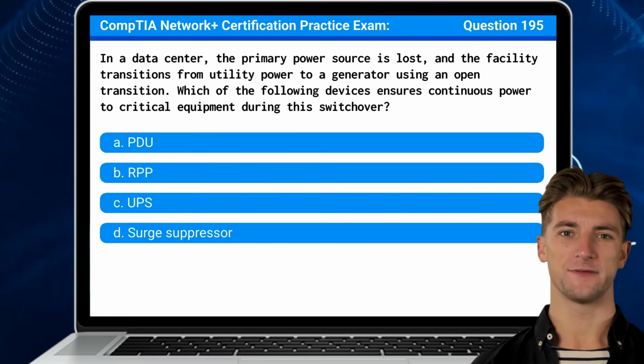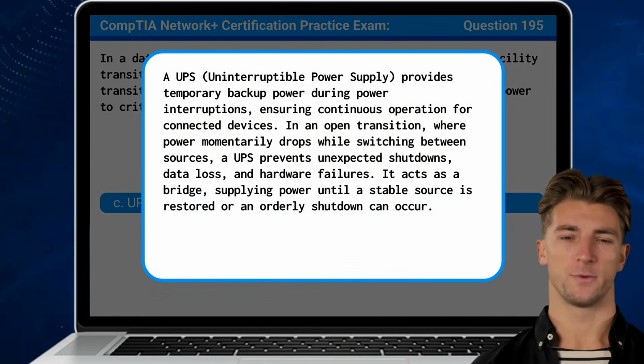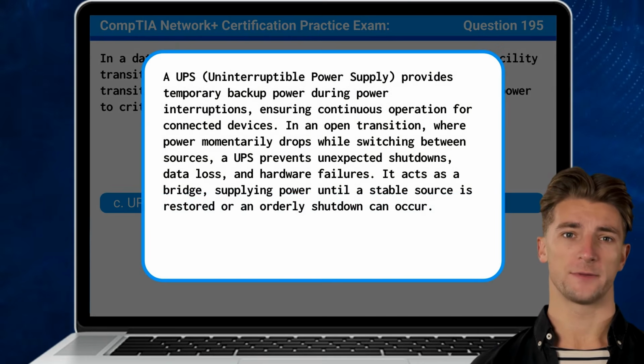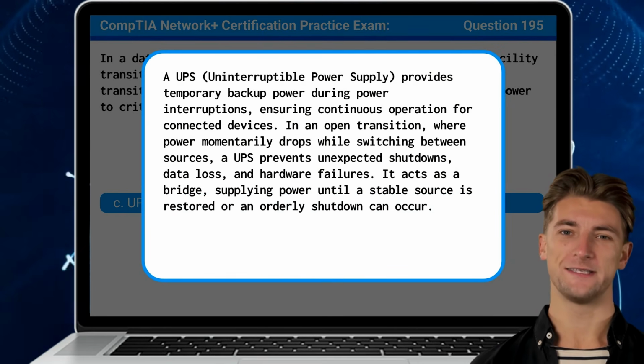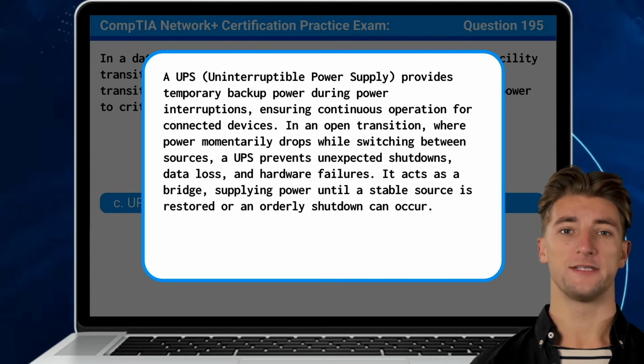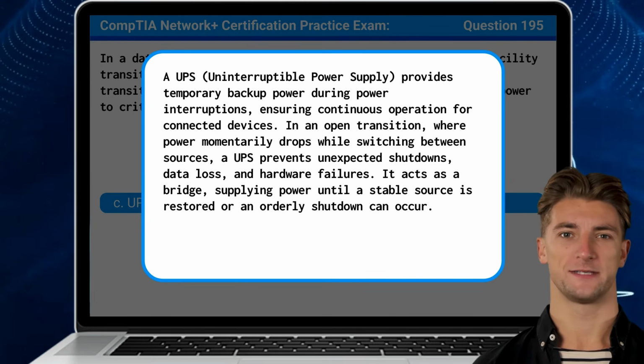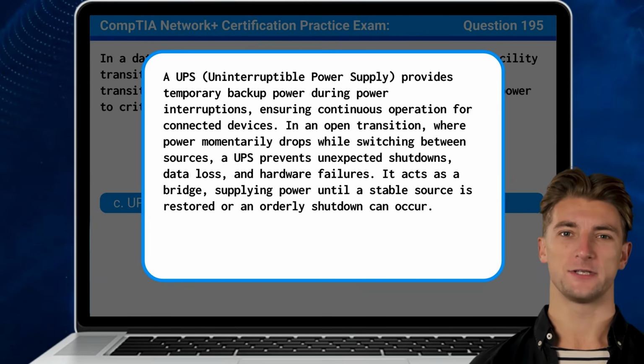The answer is C. UPS. A UPS, or uninterruptible power supply, provides temporary backup power during power interruptions, ensuring continuous operation for connected devices. In an open transition where power momentarily drops while switching between sources, a UPS prevents unexpected shutdowns, data loss, and hardware failures. It acts as a bridge, supplying power until a stable source is restored or an orderly shutdown can occur.